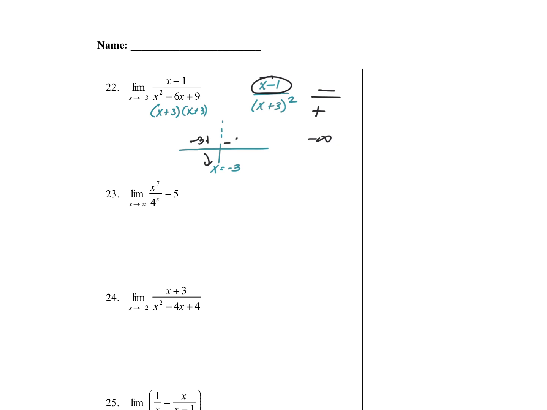If I did -2.9, let's see what happens. You're going to get top negative, bottom positive. It's also negative infinity. So I can put negative infinity for that.